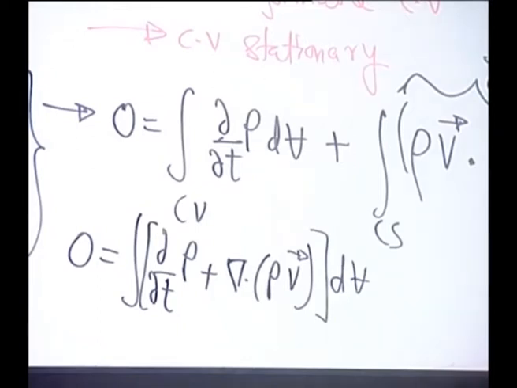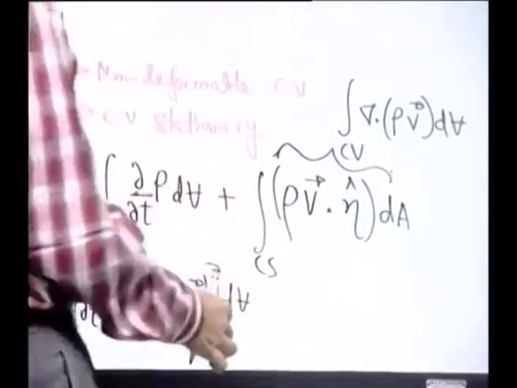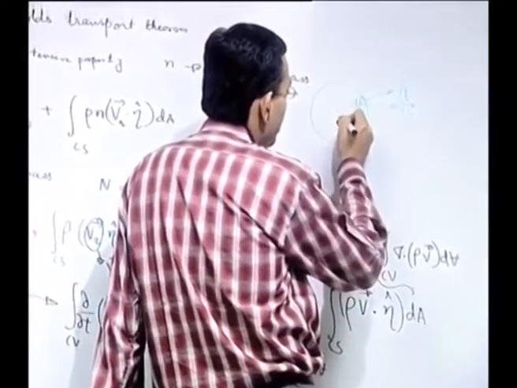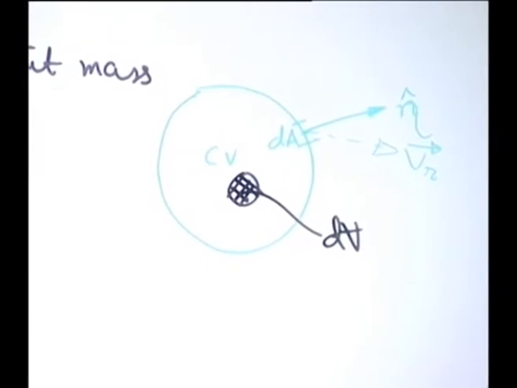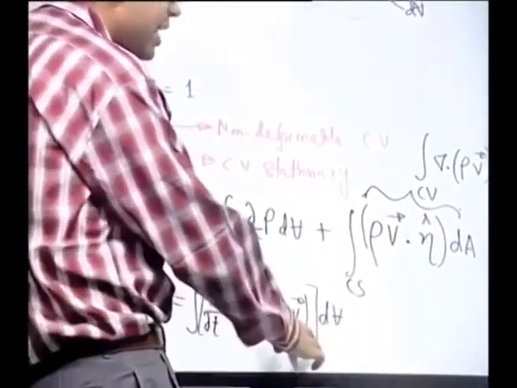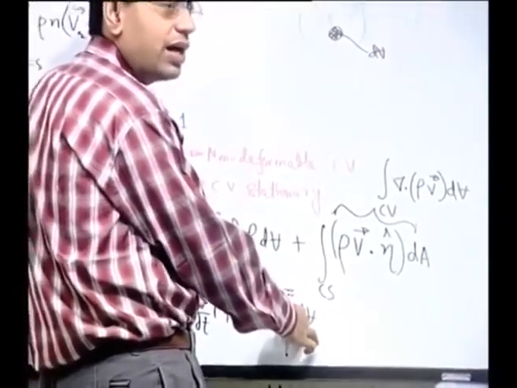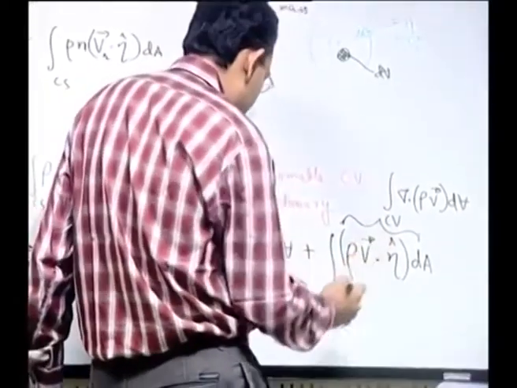Now we have to keep in mind that the choice of the elementary volume dV is absolutely arbitrary. That means within the control volume you choose any elemental volume and you call it dV. Because the choice of dV is arbitrary, the limits of integration are arbitrary, and this has to be satisfied irrespective of the choice of dV, that is where you choose your elementary volume, and that implies that the integrand itself is equal to 0.